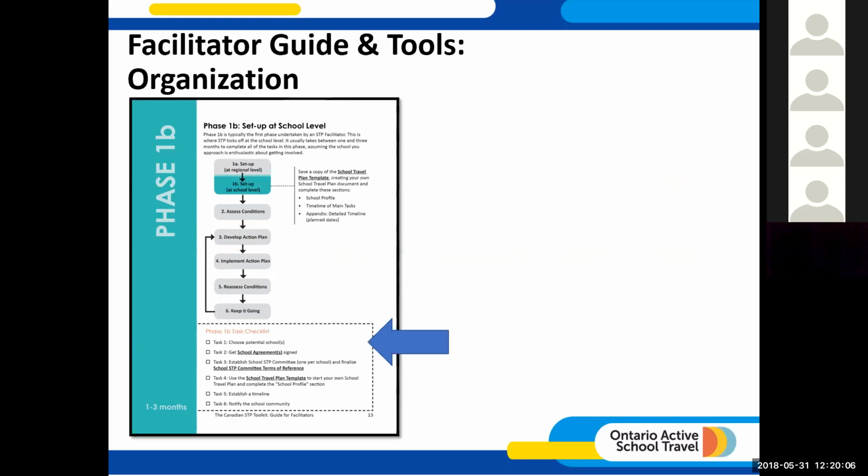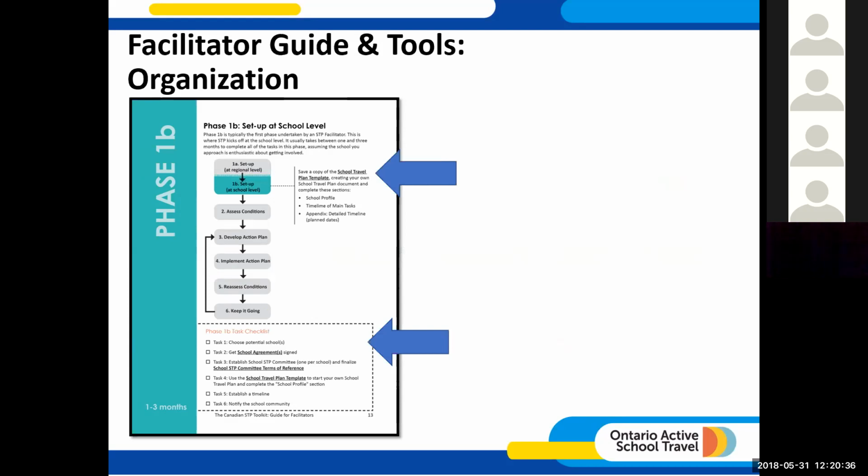And then because a school travel plan document is written over time throughout the STP process, this page also includes a list of which sections of the school travel plan are to be completed during this phase. And then the subsequent pages that follow in a given phase go into those tasks at the bottom in more detail, and the tasks are numbered for easy reference.